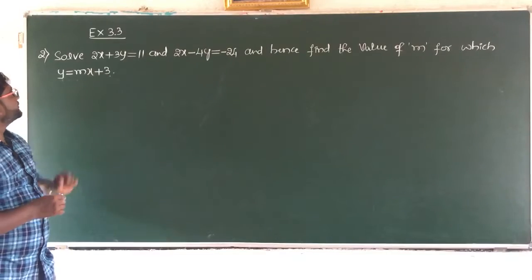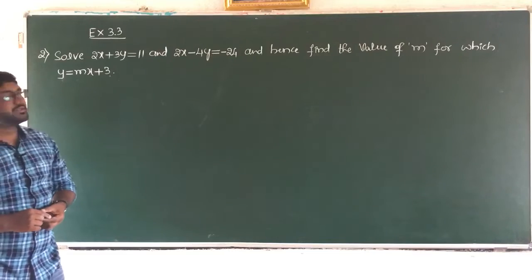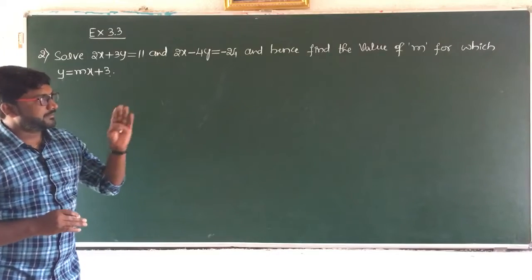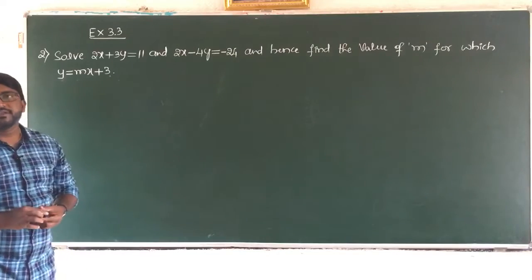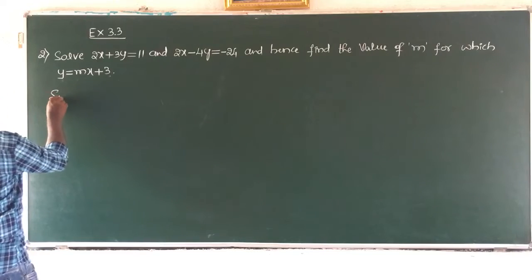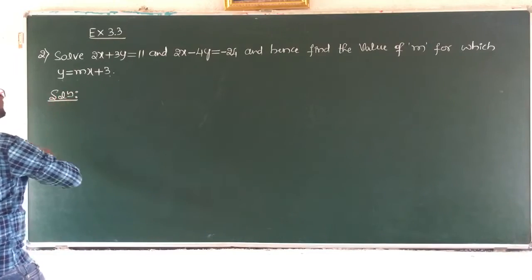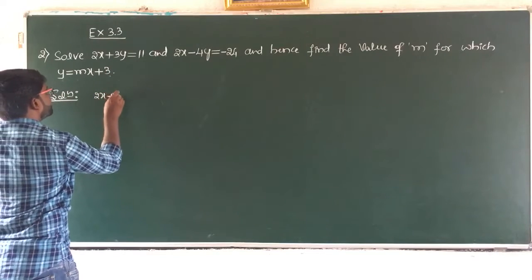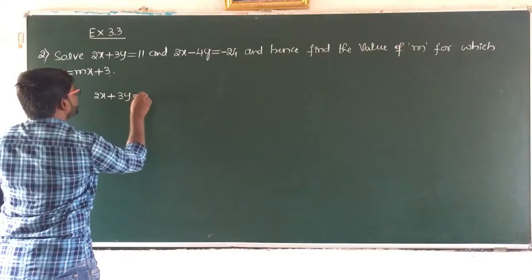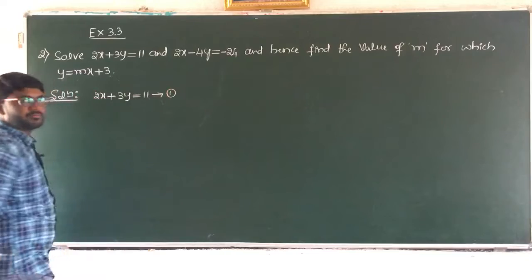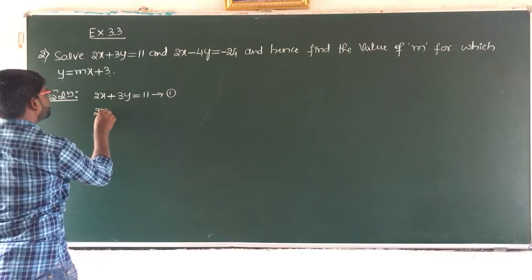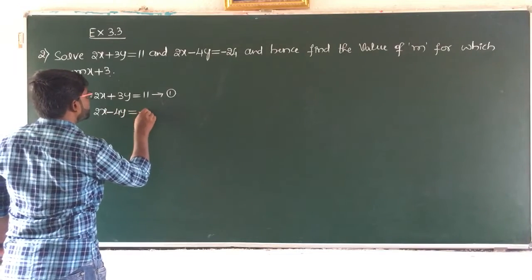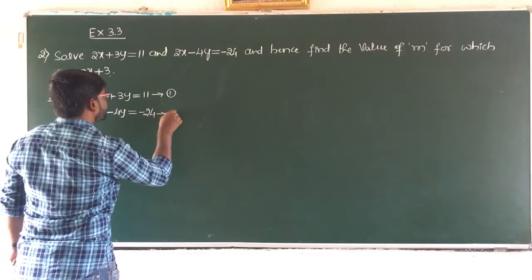Let us solve the second main question. Solve 2x plus 3y is equal to 11 and 2x minus 4y which is equal to minus 24, and hence find the value of m for which y is equal to mx plus 3. So see here. So I will write these two equations as equation number 1 and equation number 2. 2x plus 3y is equal to 11. Call this as equation number 1. Then 2x minus 4y, which is equal to minus 24. Call this as equation number 2.